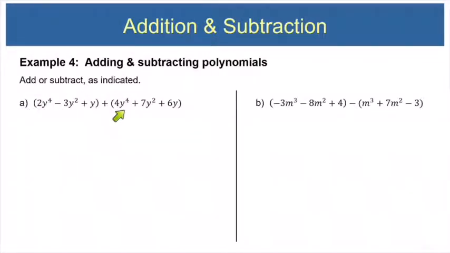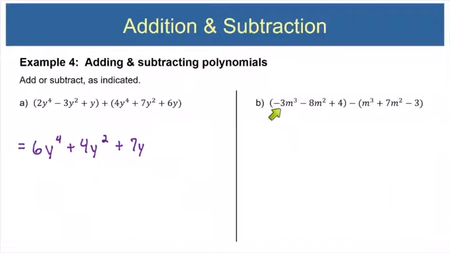2y to the fourth plus 4y to the fourth, of course, is 6y to the fourth. Negative 3y squared plus 7y squared is going to be plus 4y squared. And then plus y plus 6y is going to be plus 7y. So here is the result of adding those two polynomials. And now let's look at part B.